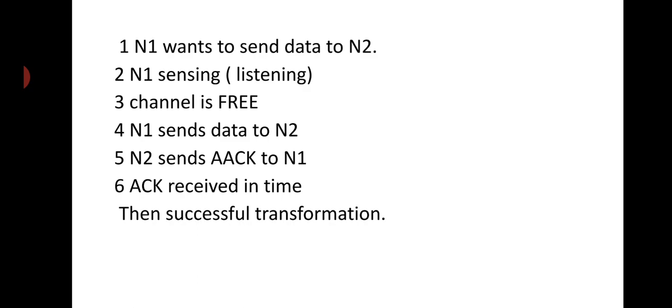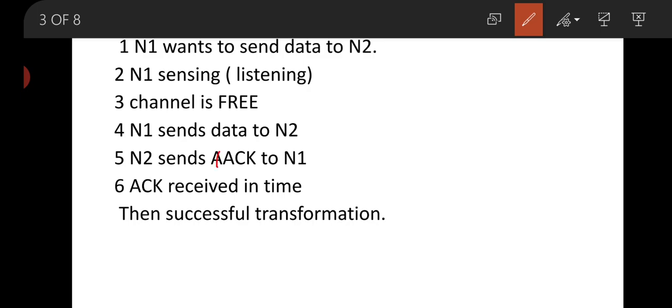See the step-by-step algorithm for the ACK method. Here N1 and N2 are two nodes. N1 wants to send data to N2, and N1 is sensing, that is, listening. When the channel is free, N1 sends data to N2 and N2 sends ACK to N1. If the ACK is received in time, then this is a successful transmission.